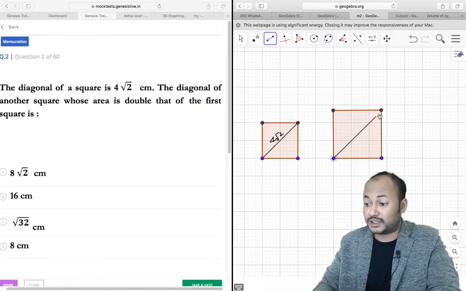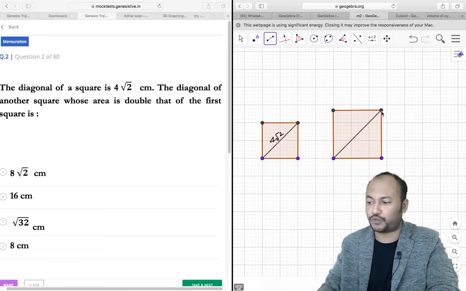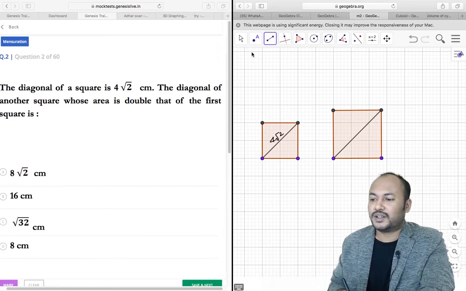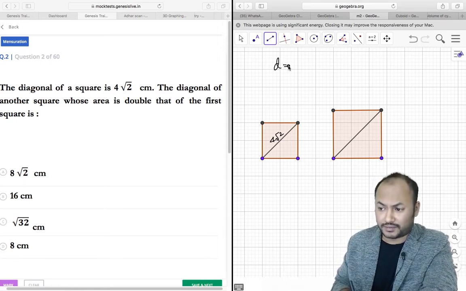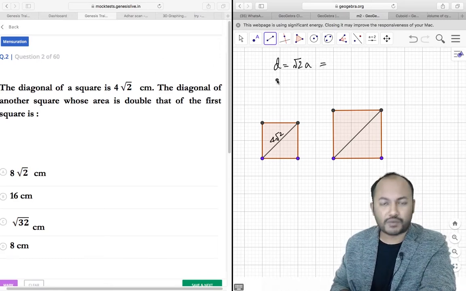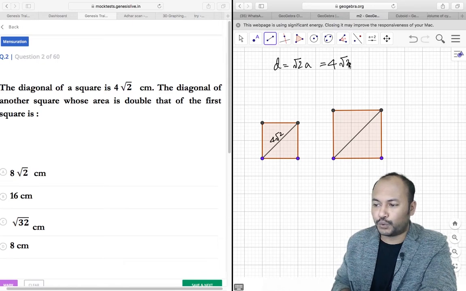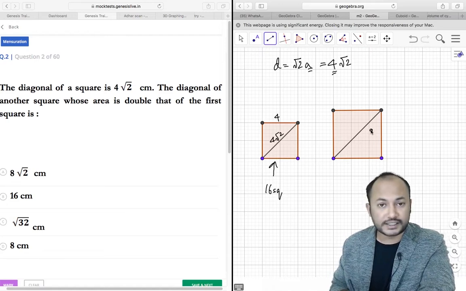Yes, so this is the diagonal that we are talking about, and the length of which we're supposed to find out. Now, you have already learned that the diagonal of a square is equal to root 2 times a, which is equal to, in this particular question, 4 root 2. Yes, then what is a? A is 4. If a is 4, what is the area of this square? That is 16 square units. If this is 16 square units, what has to be this one? It has to be 32 square units.